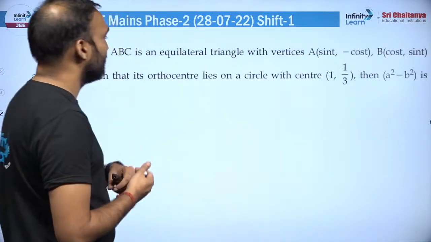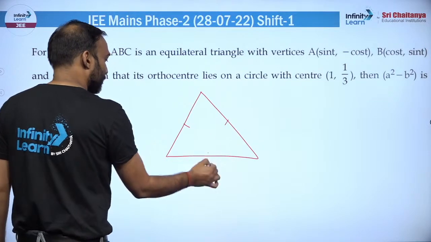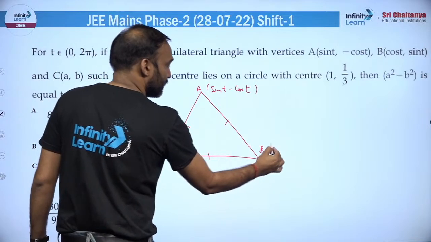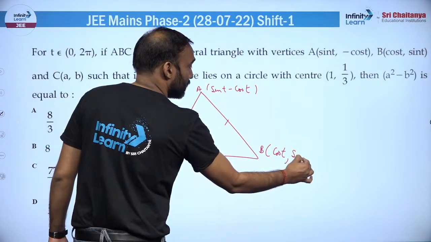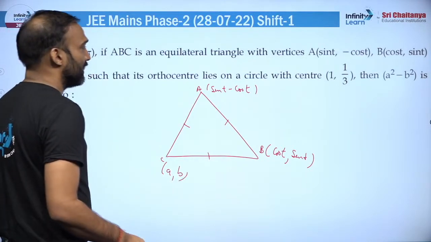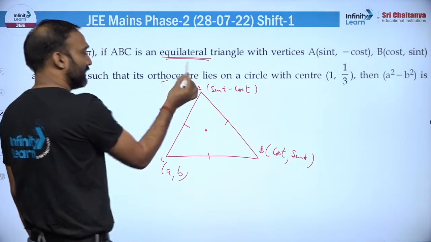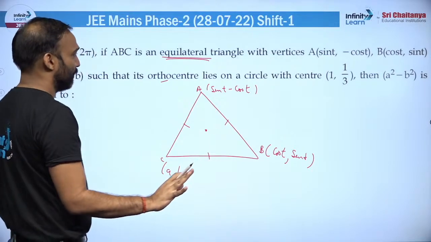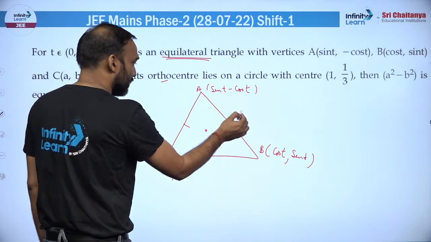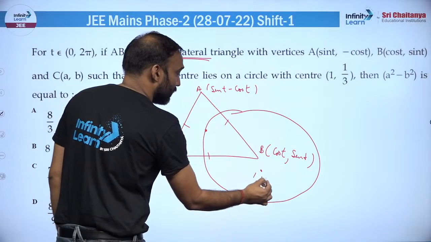Next example, triangle ABC is an equilateral triangle. Okay, so it's an equilateral triangle, so all the three sides will be equal. So I have, this is sin t minus cos t, B is cos t comma sin t, and C is what? C is A comma B. Orthocenter lies on a circle. So there is an orthocenter, but it's an equilateral triangle. So orthocenter, centroid, circumcenter, all will be the same point, right? So this centroid or orthocenter lies on a circle. So this lies on a circle, right, whose center is given as 1 comma 1 by 3.